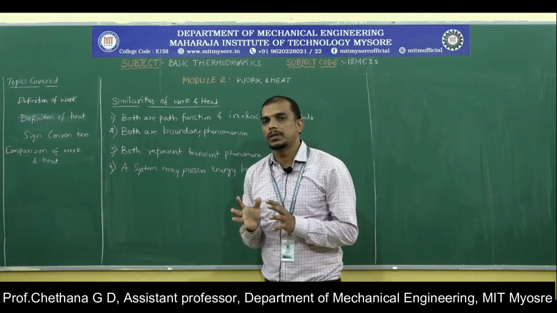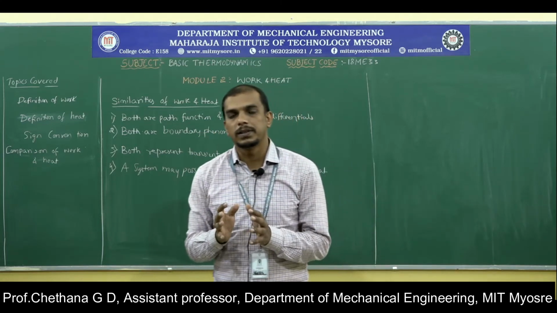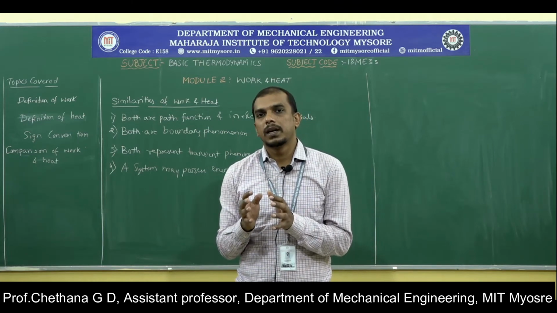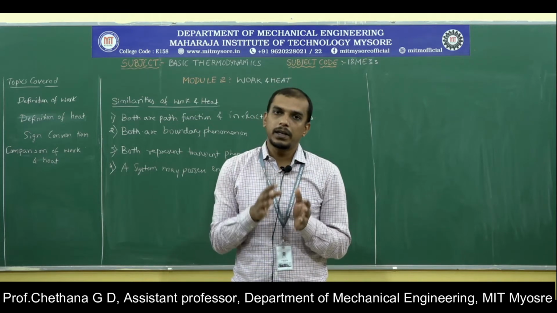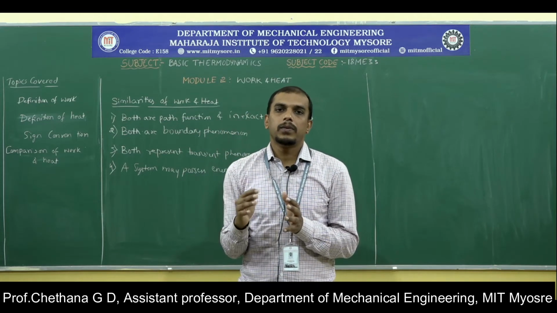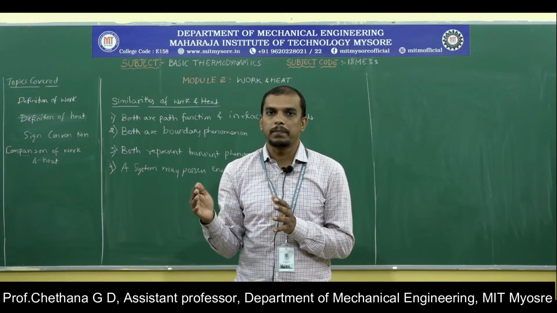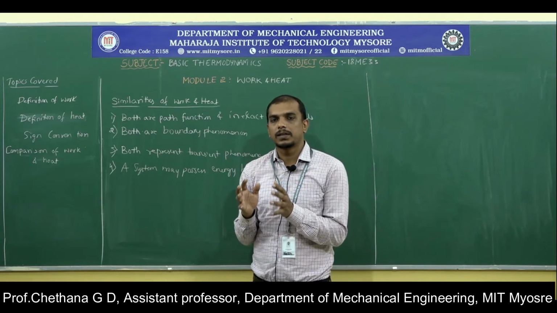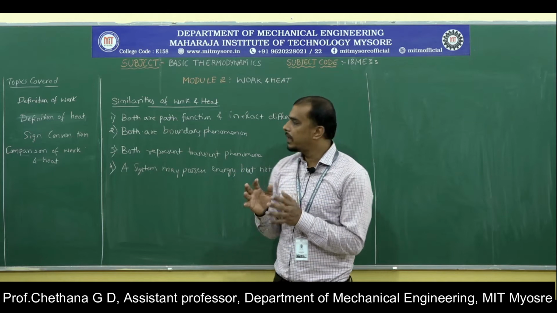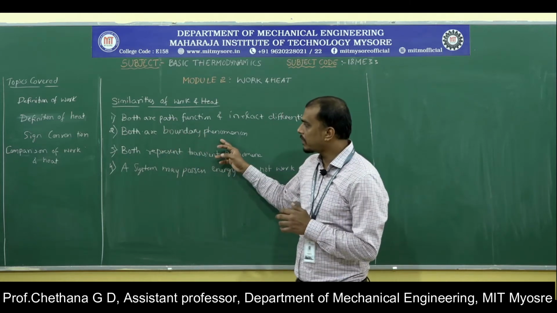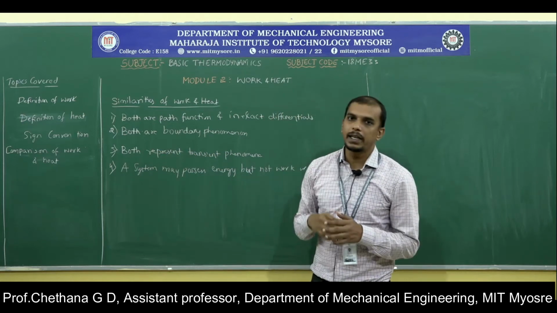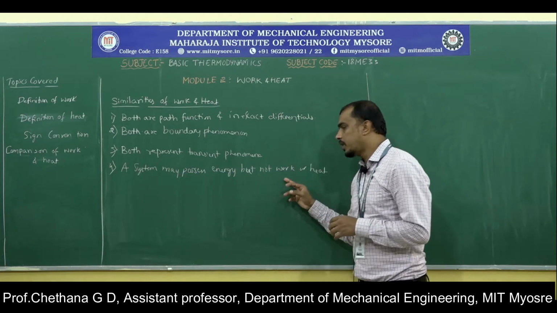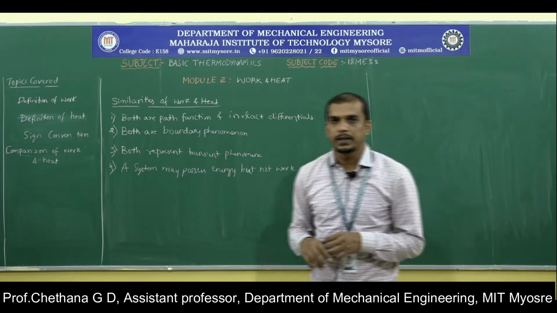Both are boundary phenomenon. While defining work and heat itself, we said that a system cannot possess heat or work. They are identified when the energy crosses the system boundary. You cannot say that the system has this much of work or system has this much of heat. It is always identified at the boundary. Both represent transient phenomena. Then a system may possess energy but not work or heat.